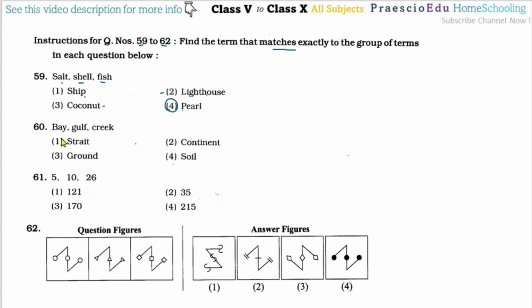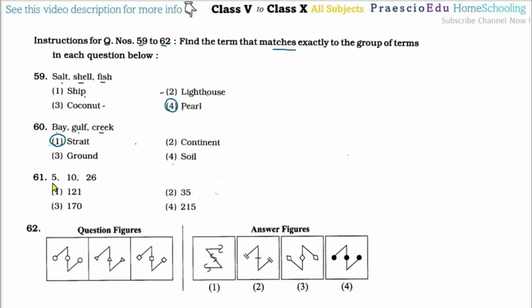Then question number 60. Bay, gulf, and creek. These are the water forms, or we can say the formats of the water stored near the sea coasts or near the seashores. So option number 1, straits, is not near the sea coast, or we can say not due to these water forms. So option number 1 is the different one.